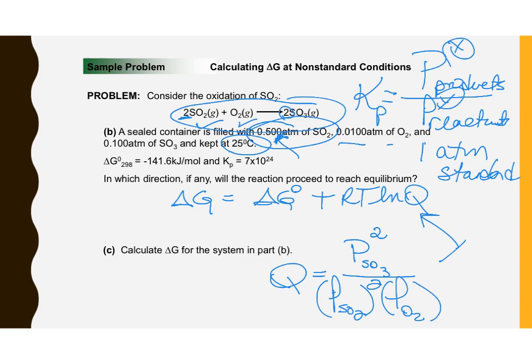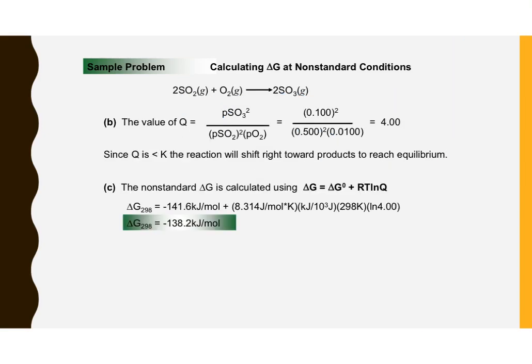Then you just plug in the values of pressure that you were given. Let's look at what that would be. Plugging everything in, as you might imagine, the most common error here is forgetting these exponents, which is why I always want you to write the generic expression for Q or K first. When you plug in all these values, you are going to get that Q is 4.